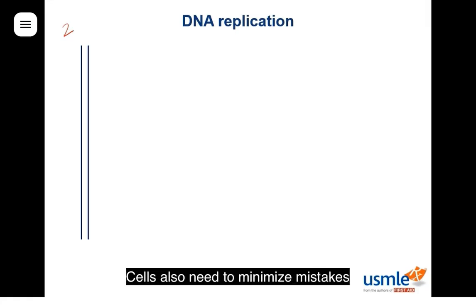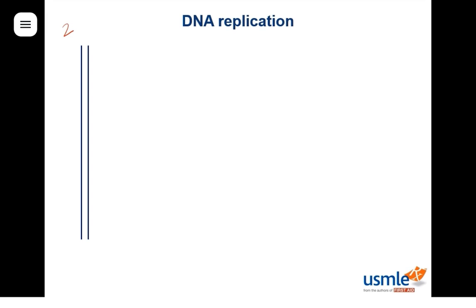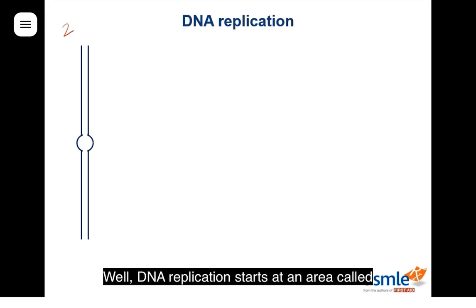Cells also need to minimize mistakes, such as single nucleotide changes or expansions of repeated sequences. They need to fix mistakes that occur as well, and deal with the issue of not losing DNA at the end of chromosomes, which I'll get back to in a minute. So where do we start? Well, DNA replication starts at an area called the origin of replication, which is the center part here.